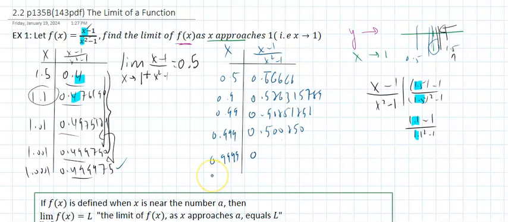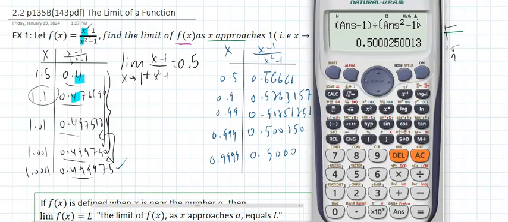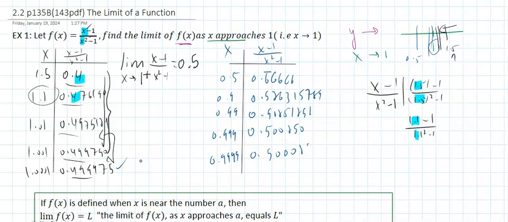Point 5000, 2500. So my guess, again, here I'm picking points to the left. Do you see that? So here I would say the limit as x approaches 1. Since I'm picking points to the left of 1, I put left of x minus 1 over x squared minus 1. I'm going to say that's a 0.5.